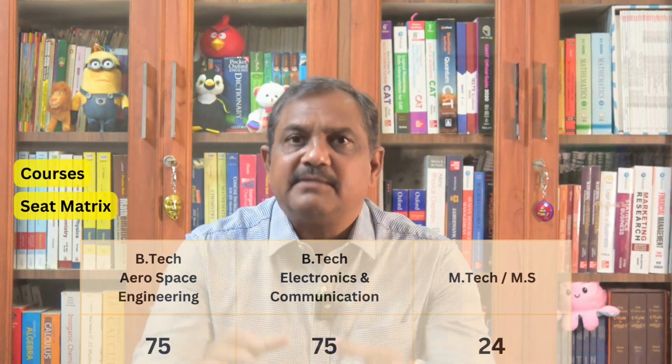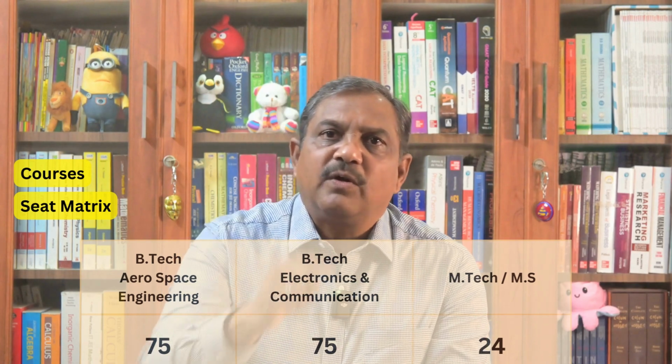And now the seat matrix. If you look at BTech programs, BTech Aerospace Engineering has got 75 seats and BTech Electronics and Communication, that is 75 seats. And with respect to dual degree programs, BTech and MTech, they have about 24 seats. Seats are limited though, but don't worry about the number of seats, which I always used to tell my students: don't look at the number of seats that the institution is offering. It may be 100 or 1000, even 10,000, it doesn't matter as long as you have the will to go and acquire a seat, because all you require is just one seat for yourself. So this is the seat matrix.